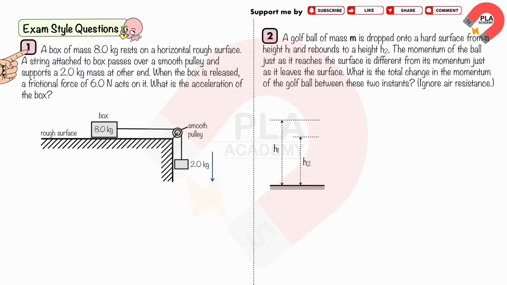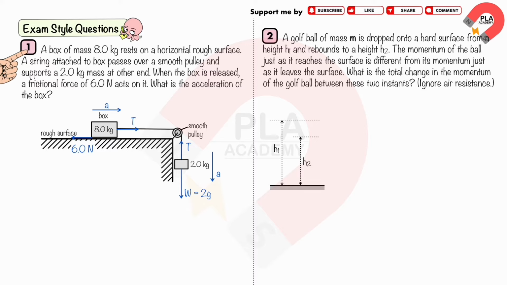The mass 2 kilograms moves downward to pull the box 8 kilograms to the right with the same acceleration. This causes the acceleration of mass 2 kilograms downward and the acceleration of the box 8 kilograms to the right. In the free body diagram of the box 8 kilograms, there is the tension T acting rightward, and the frictional force acts to the left, like this. In the free body diagram of the mass 2 kilograms, there is the tension T acting upward, and the weight 2g acts downward, like this.